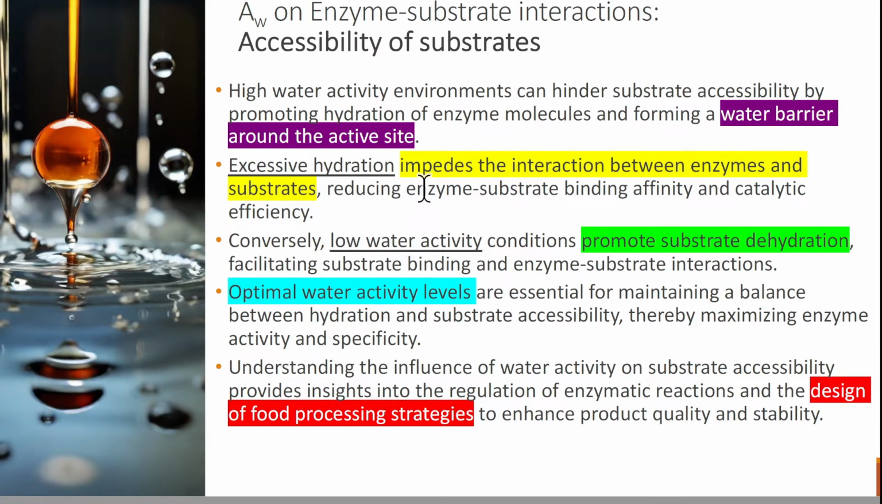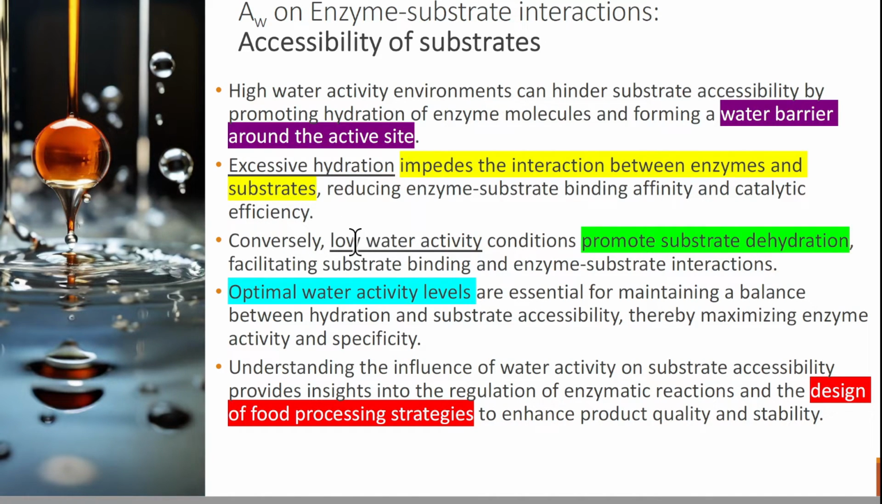Excess hydration also impedes the interaction between enzyme and substrate, reducing enzyme substrate binding affinity. The word affinity here refers to the strength of binding between the enzyme and the substrate. The higher the binding, the higher the affinity, meaning the stronger the binding between enzyme and the substrate. Catalytic efficiency refers to the catalytic capability. An enzyme's main job is to catalyze a chemical reaction, biological reaction or chemical reaction.